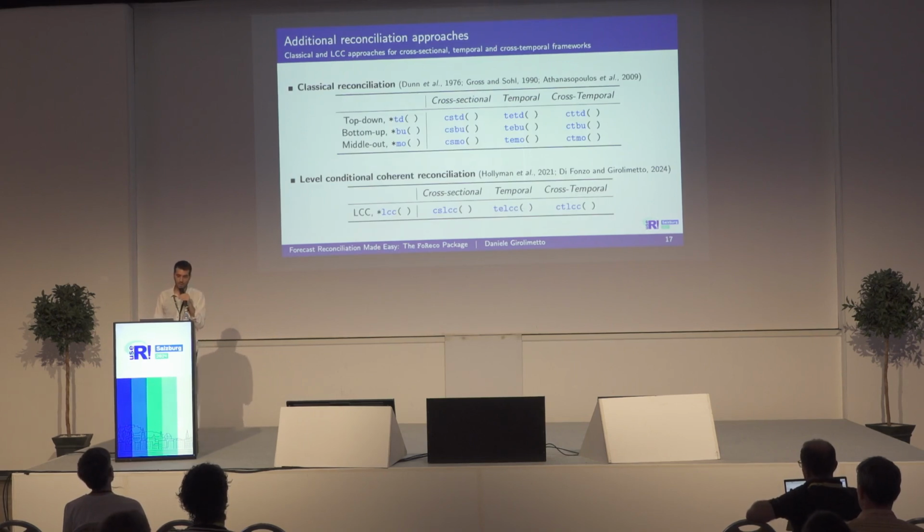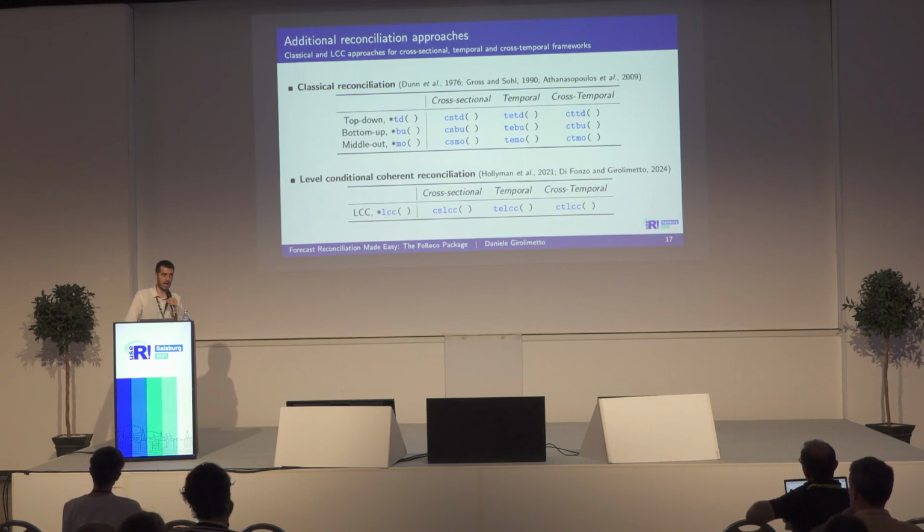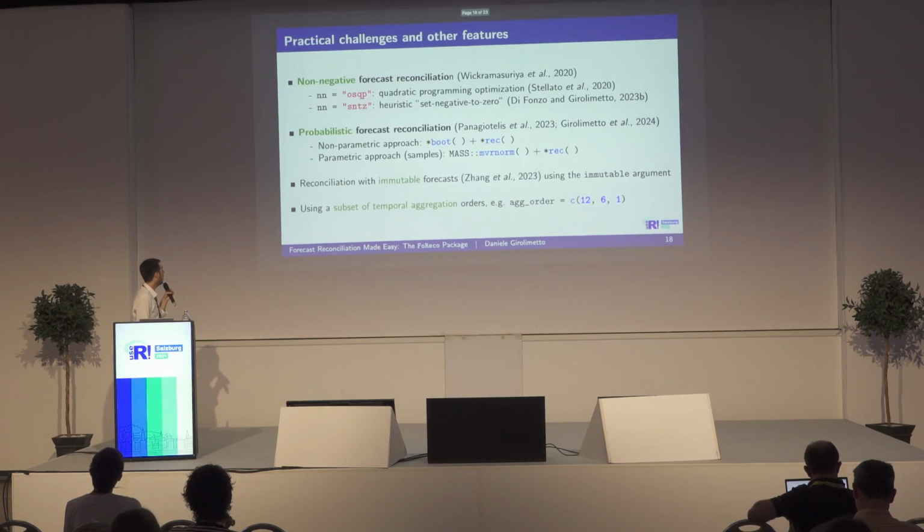Then, as I told you before, optimal forecast reconciliation, but that's not enough. We provide also classical reconciliation like top-down, bottom-up, middle-out, and also some new level conditional coherent reconciliation approach. We still have some practical challenges and other features, so it's very important sometimes in some practical applications to use non-negative forecast reconciliation. In this framework, FoReco gives you two options.